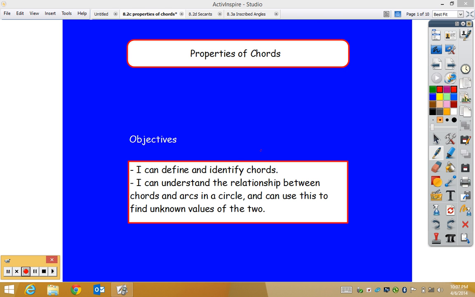So the topic of this video is properties of chords. Our objectives: I can define and identify chords. I can understand the relationship between chords and arcs in a circle and can use this to find the unknown values of the two.